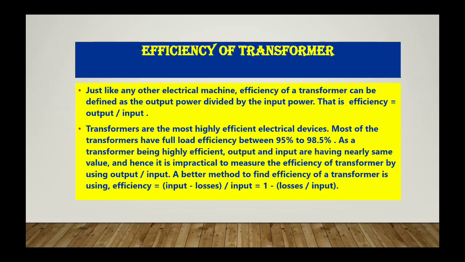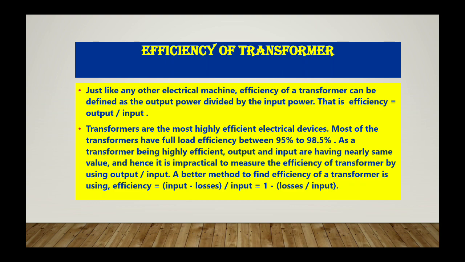Now the efficiency of a transformer. Just like any other electrical machine, efficiency of a transformer can be defined as the output power divided by the input power. So efficiency equals output by input. Transformers are the most highly efficient electrical devices. Most transformers have full load efficiency between 95% to 98.5%. So there is a very small amount of loss present in a transformer.